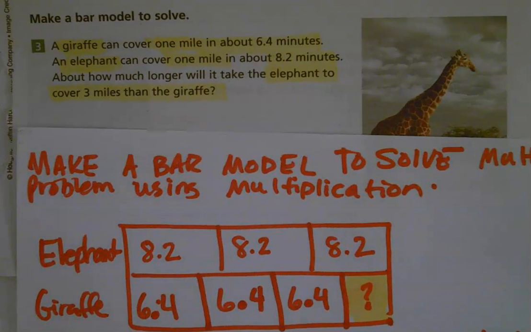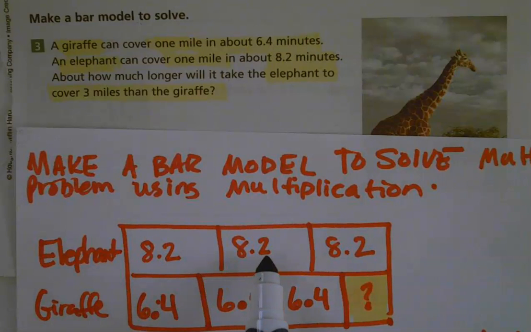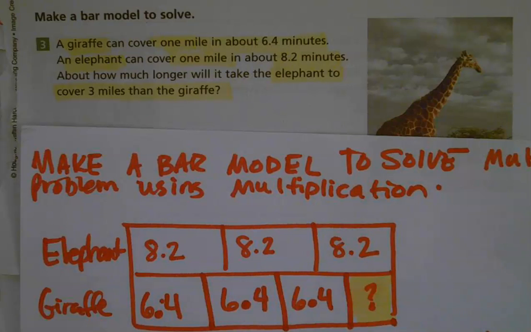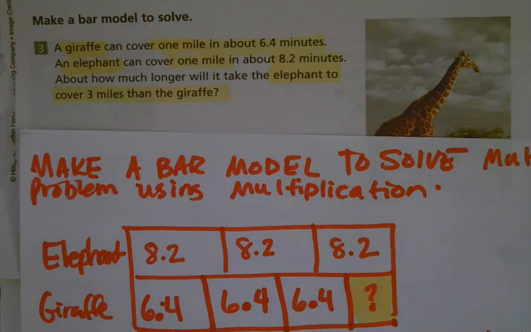Now I know that the elephant's going to take longer, because 1 mile takes him 8.2 minutes. And that's going to happen 3 times. So I'm going to put my elephant on top as my total, because that's going to be the larger number. So I've written that as 8.2 plus 8.2 plus 8.2. Or that could be written as 3 times 8.2.